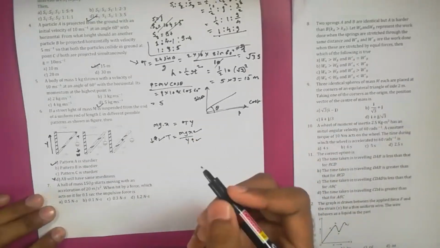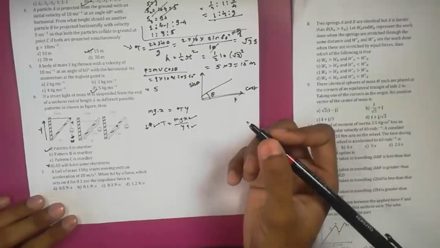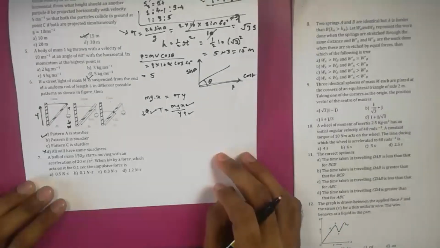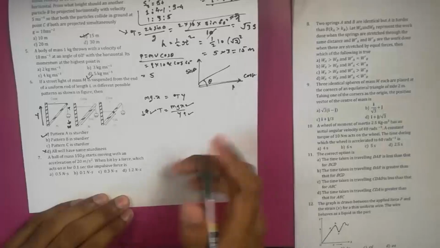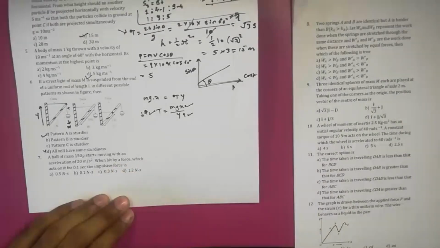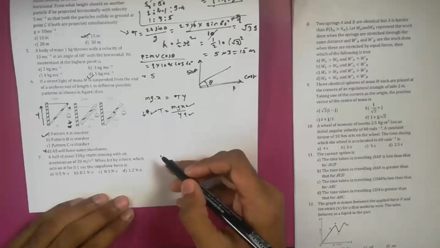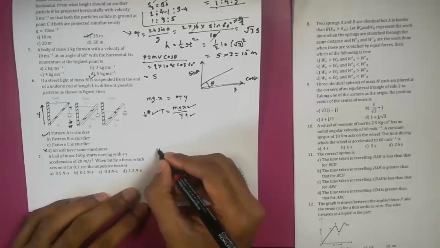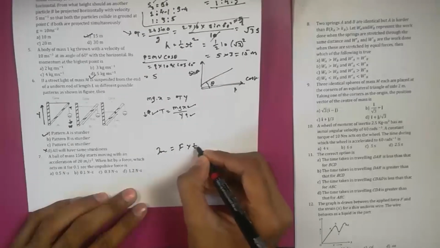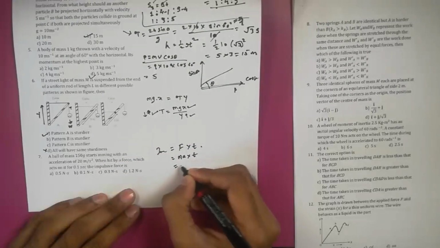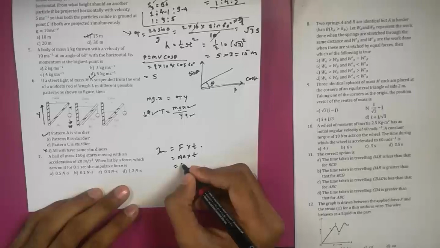Okay. Next is a ball of mass 150 grams starts moving with an acceleration of 20 meters per second square when hit by a force which acts on it for 0.1 second. The impulsive force is? So we need to find the impulse in this case. It's an easy one. Impulse is equal to force into time. Now because force is not given, force is nothing but mass into acceleration, into time. Mass is 150 gram, which is 0.15, into acceleration 20, into 0.1 second.